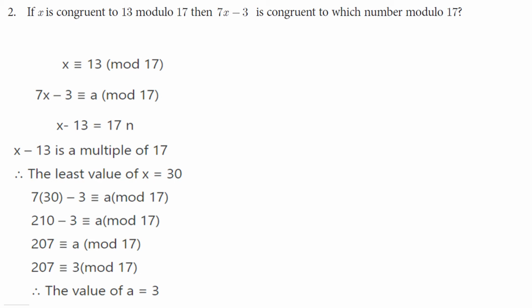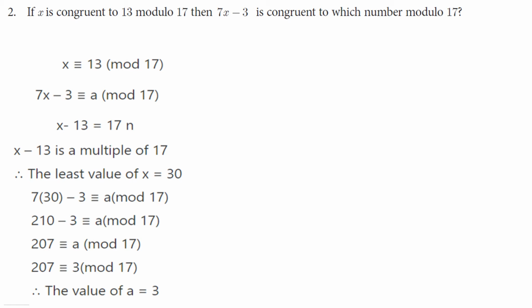Next, if x is congruent to 13 modulo 17, then 7x minus 3 is congruent to which number modulo 17? First, we will write the equation x congruent 13 mod 17. Next one, 7x minus 3 congruent to which number? Let the number be a. So 7x minus 3 congruent a mod 17. First, we will find out x. After, we will substitute the value for x in 7x minus 3.